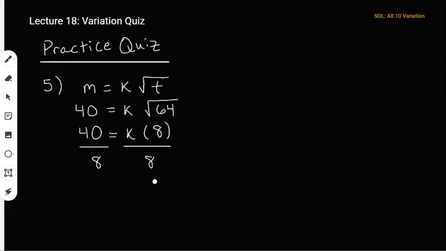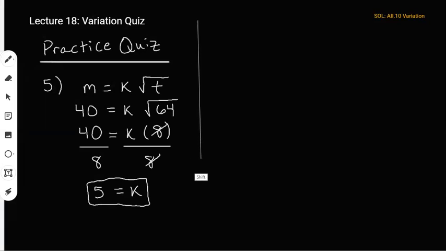So now that I'm dividing the right side by 8, the 8's are going to cancel out. And I'm left with k is equal to 40 divided by 8. That's going to be 5. So this is going to be my k value. And remember, k is just a number. It's called the constant of variation.